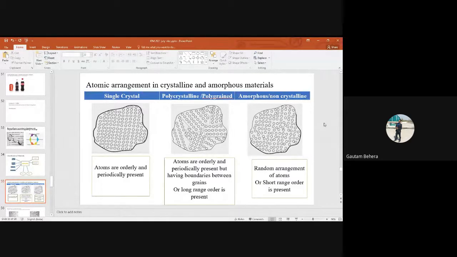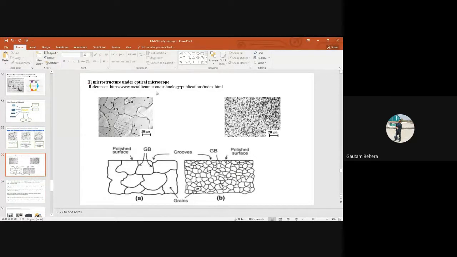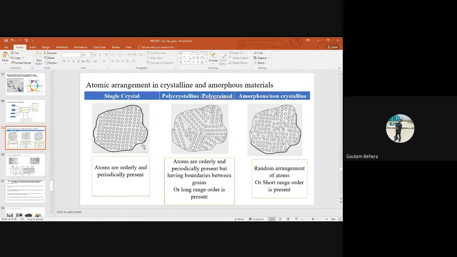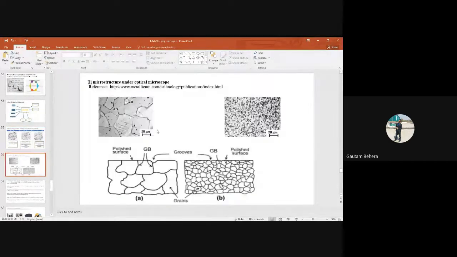So all the metallic materials which we are concerned with here are basically crystalline materials, metallic materials or alloys. Now this is an image showing you which kind of material this is. Compare the image with this one, all these three. Which kind of material is this?